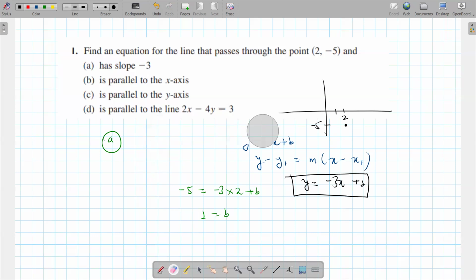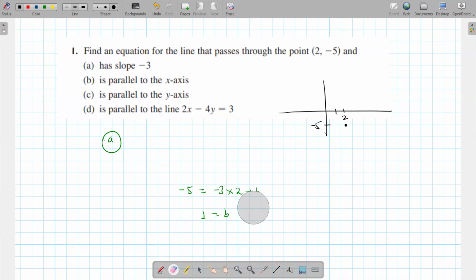Part B says parallel to the x-axis. So now we don't have the slope, but the condition is that we have to be parallel to the x-axis. So in other words, see, this is the x-axis. Our line has to go through this point and be parallel to the x-axis at the same time. And the question is, what is the equation of this line? Any ideas what it is?